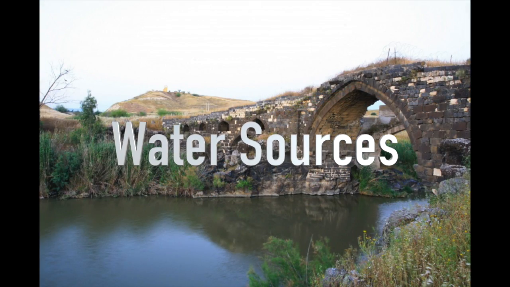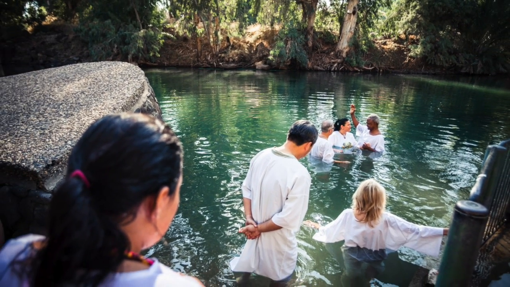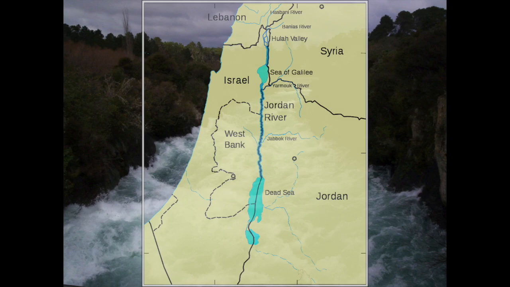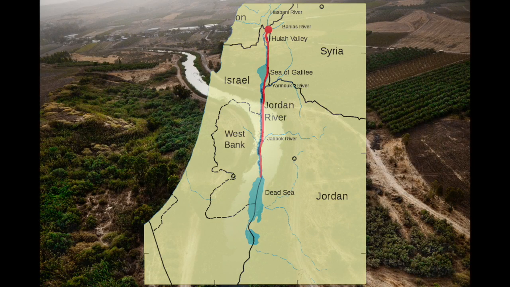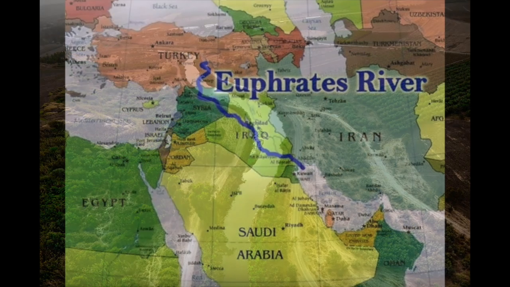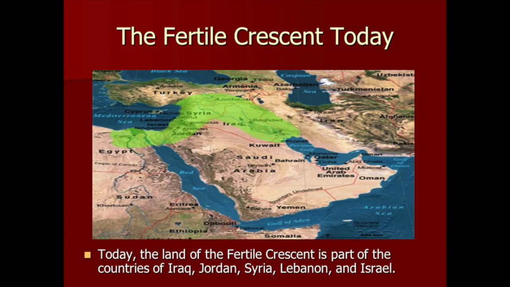There are several important water sources in this region, one of these being the Jordan River. The Jordan River runs from Syria and Lebanon into the Sea of Galilee, and eventually south to the Dead Sea. This region is also home to the Euphrates River, which runs from Turkey into Syria and finally into Iraq. Combined, these natural sources of water make up a region known as the Fertile Crescent.